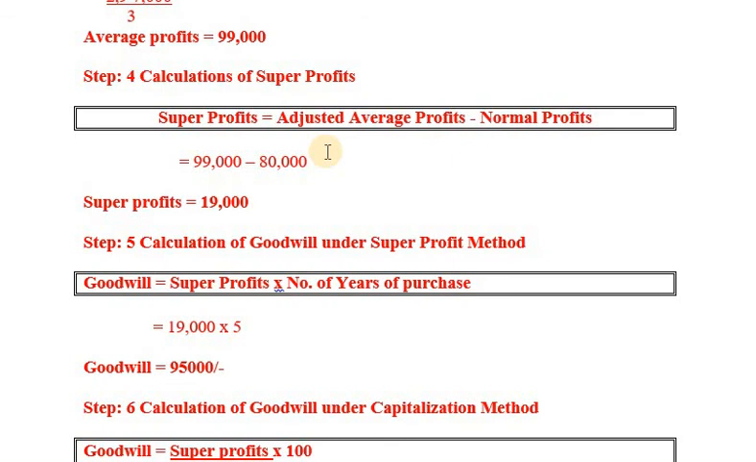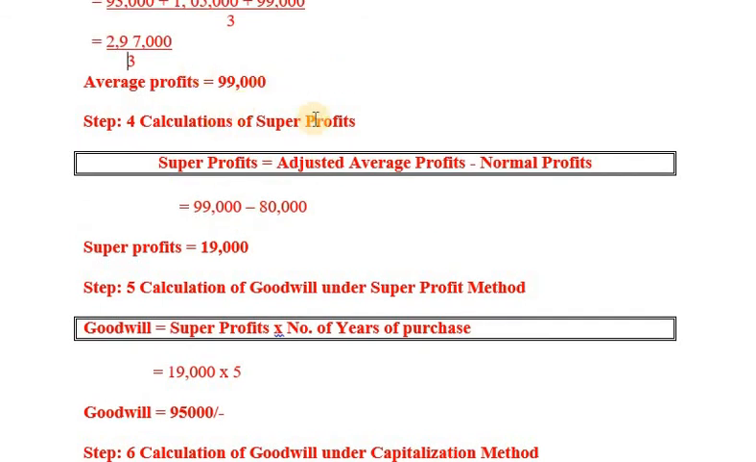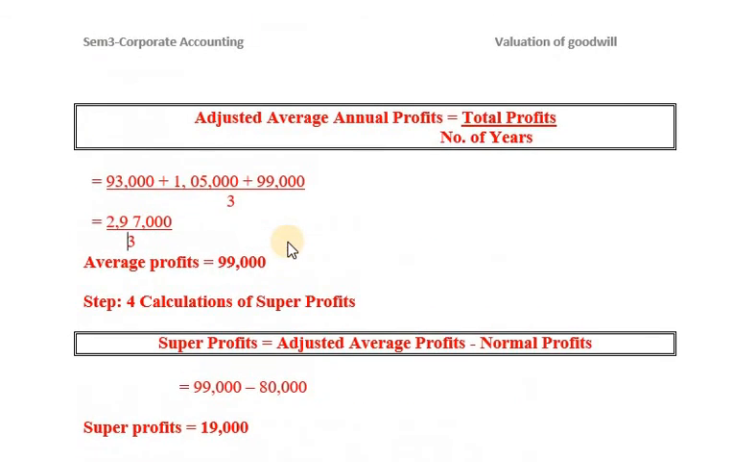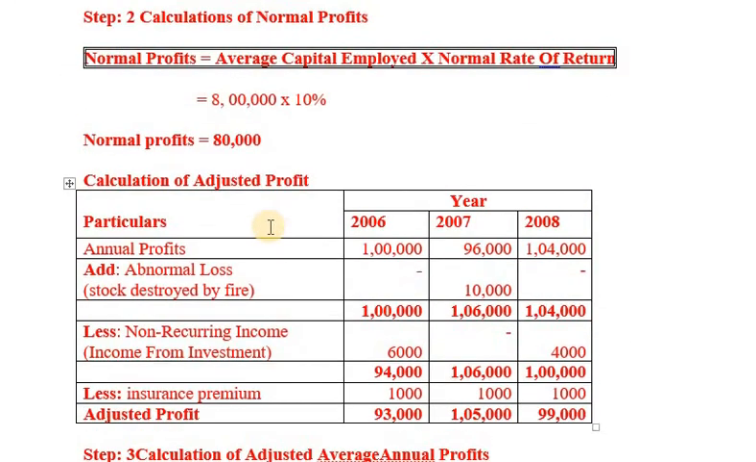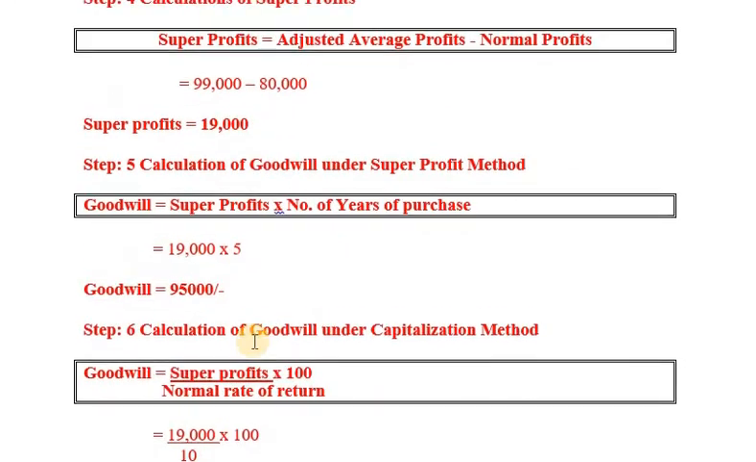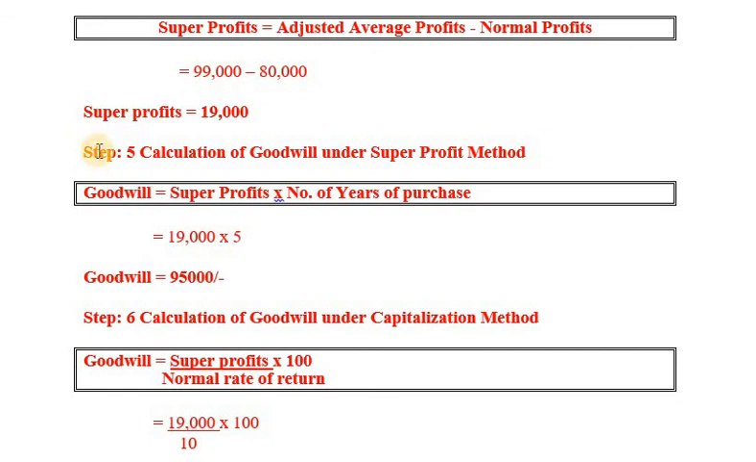Calculation of super profit. Super profit is equal to adjusted average profit minus normal profit. So adjusted average profit is 99,000. 99,000 minus normal profit. Normal profit we have calculated, that is 80,000. 99,000 minus 80,000. Super profit is equal to 19,000.